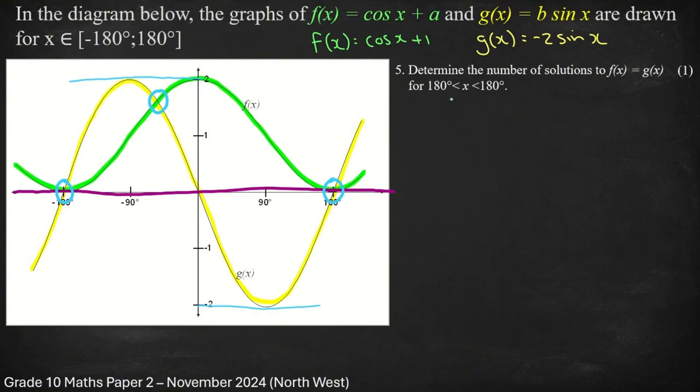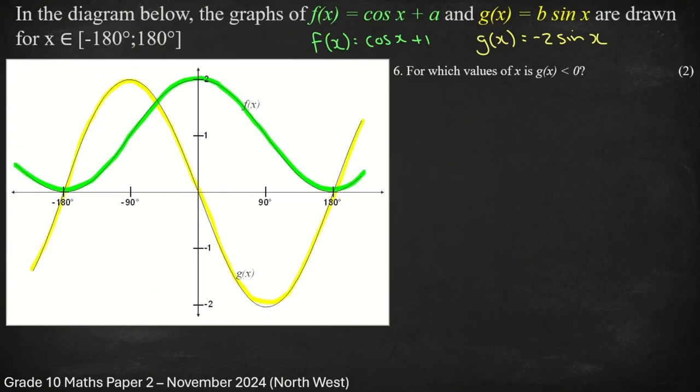But look at the requested interval. It says x must be bigger than negative 180 and smaller than 180. That means the 180 degree angles must not be included. Therefore, these two will not be included. So these two graphs only intersect once. There will be only one solution, and that is your answer for question 5.